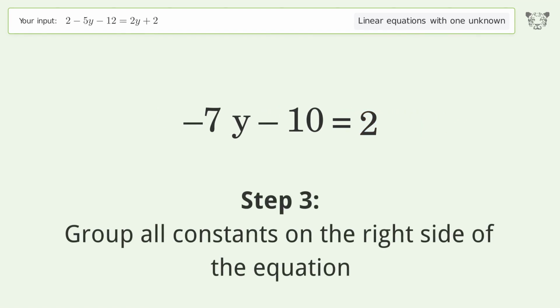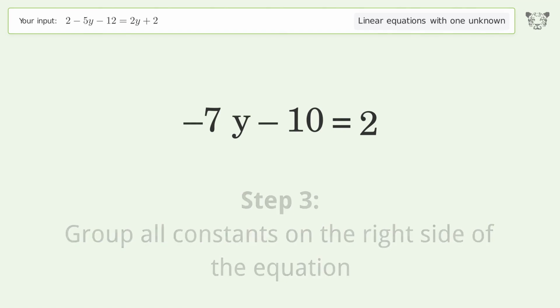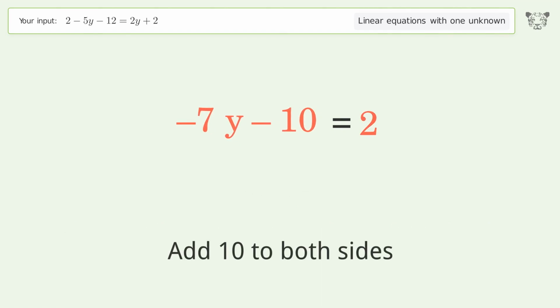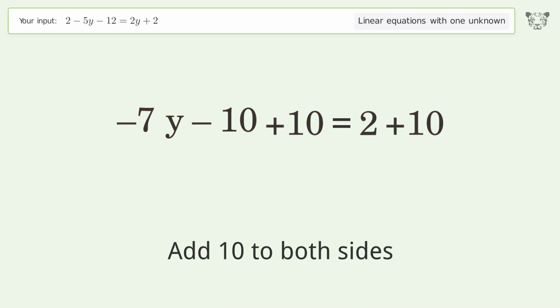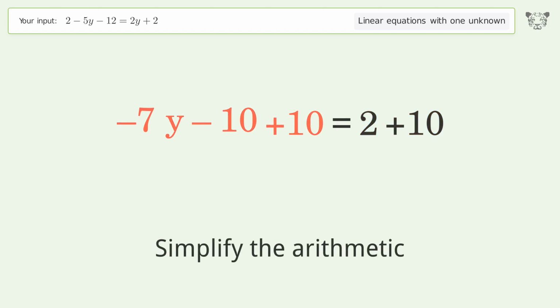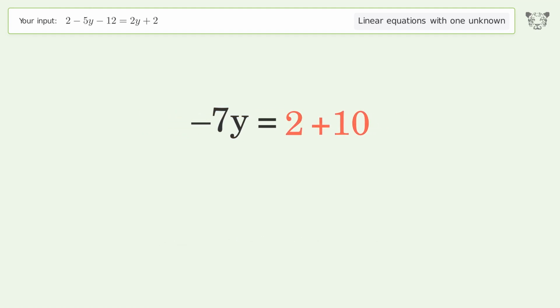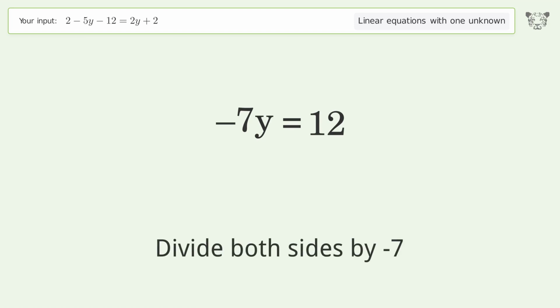Group all constants on the right side of the equation. Add 10 to both sides. Simplify the arithmetic. Isolate the y. Divide both sides by -7.